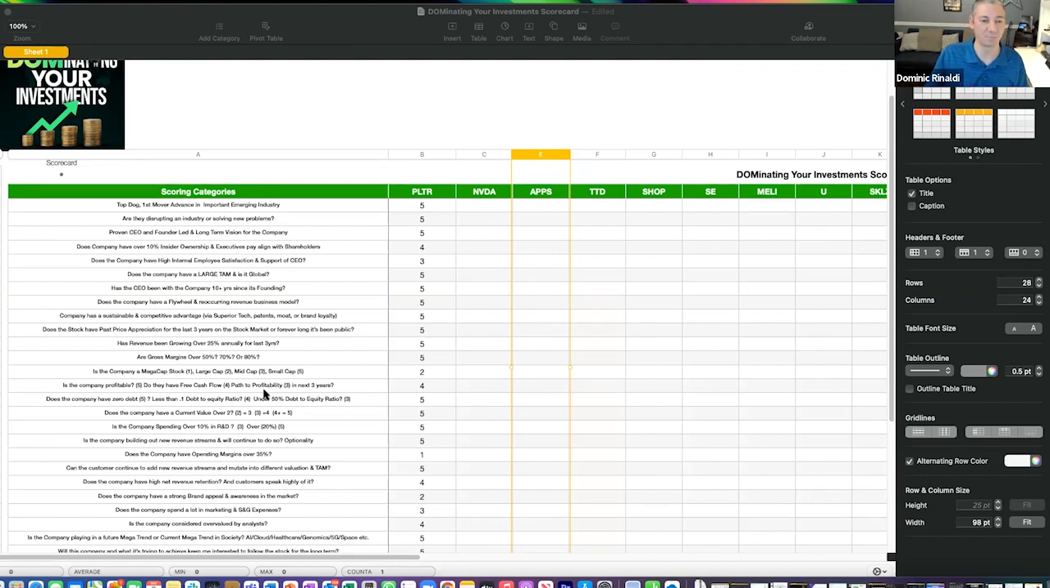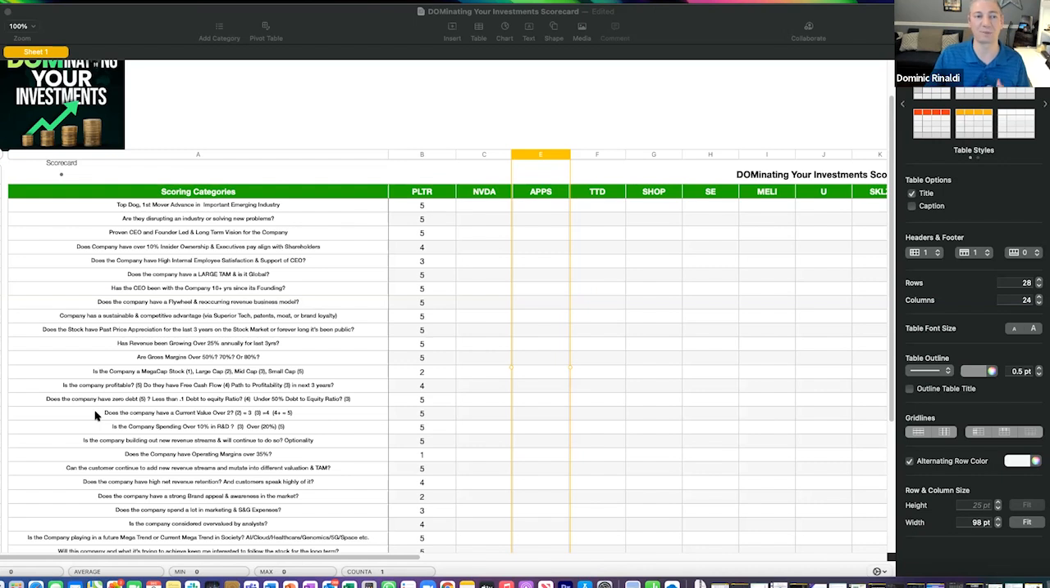So the stock-based compensation is really affecting that, but there's a methodical reason behind that: keeping the talent and keeping them long-term aligned to the shareholders' goals and the company goals. Does the company have zero debt, less than 10% debt to equity ratio, or under 50% debt to equity ratio? So they got a 5 points there because they have zero debt, which I love, especially dealing with the tapering.